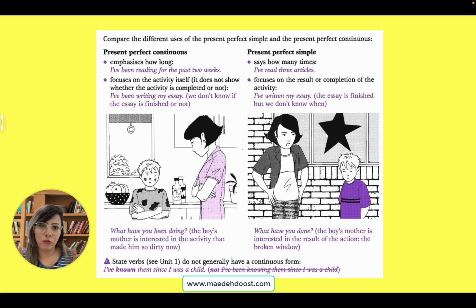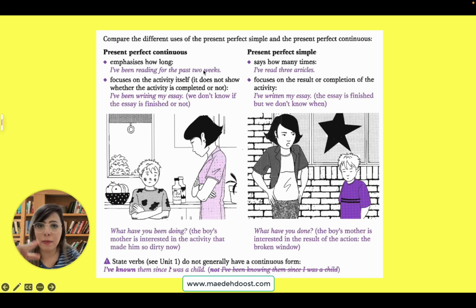Look at this picture: present perfect continuous. The mom says, what have you been doing? The boy's mother is interested in the activity that made him so dirty. Yes. So it emphasizes on how long and focuses on the activity itself.